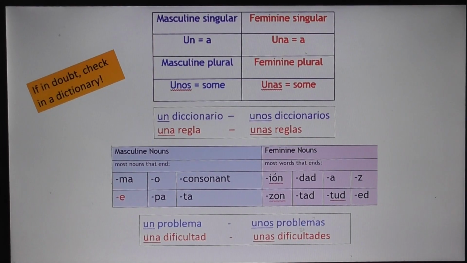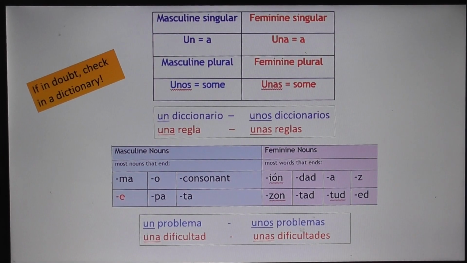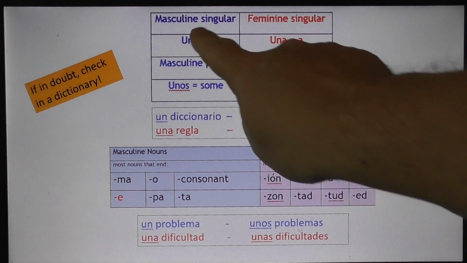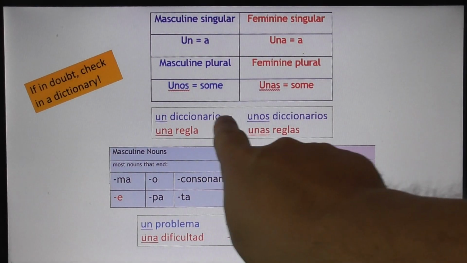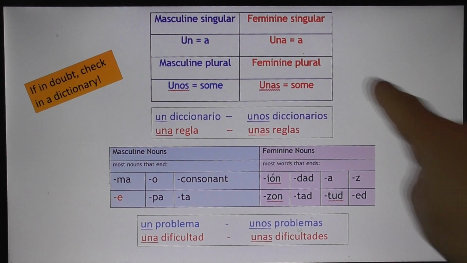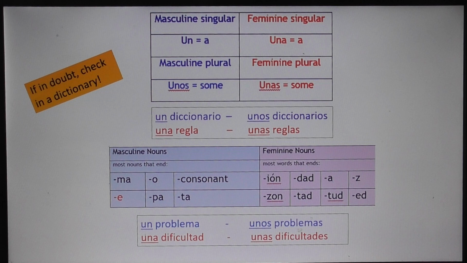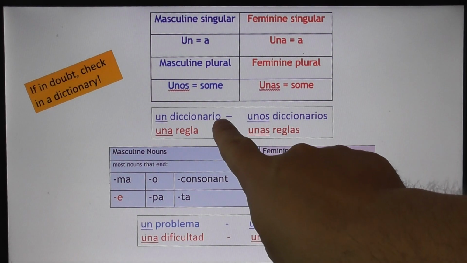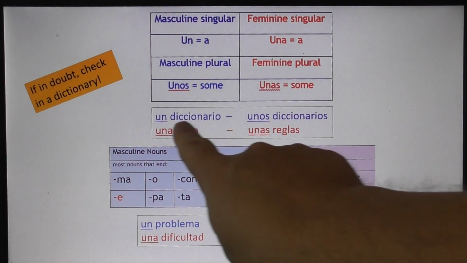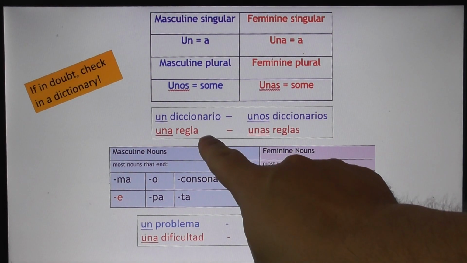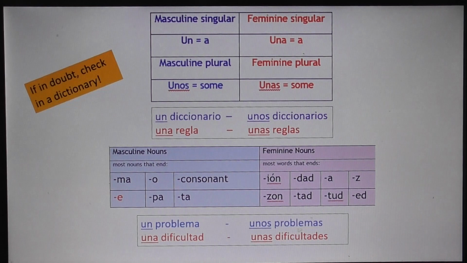And remember, there are two ways to say the word a in Spanish. You have un and una. Using un would denote a masculine noun. Using una would denote a feminine noun. And remember the rule, generally a noun that ends in an O is masculine and therefore takes un, whereas a noun that ends in an A generally is feminine and therefore takes una.